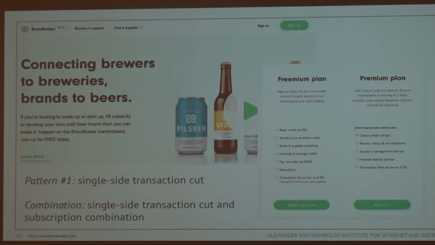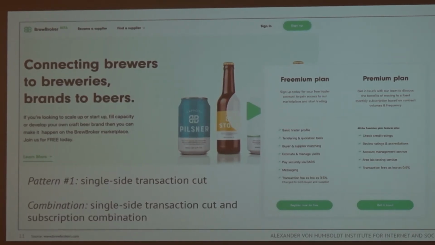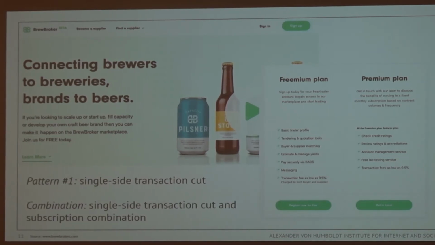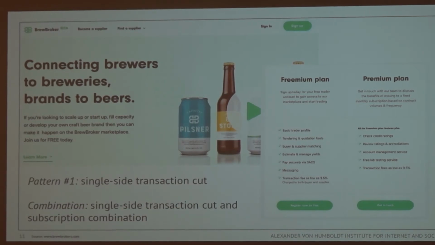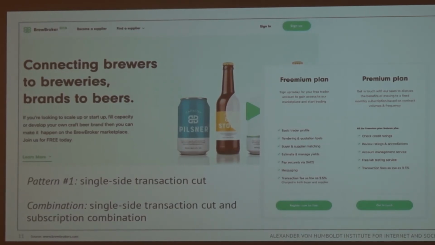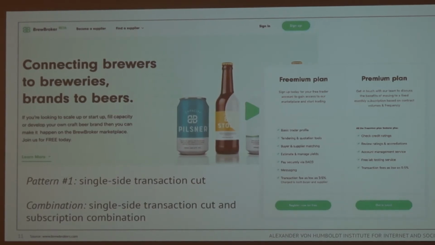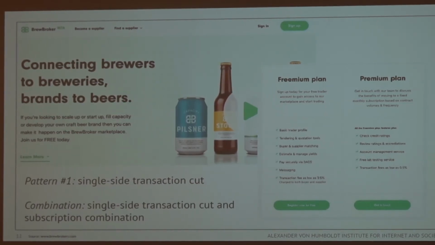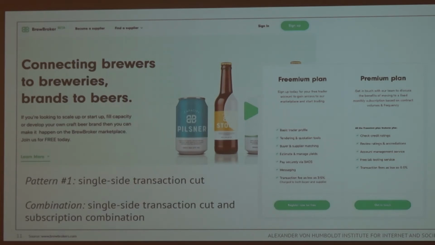Here, for example, is a company that's connecting brewers to breweries and brands to beers. Simply said, there are people who have a brand or an idea for a beer on the one side, and on the other side, there are breweries or companies which are able to brew beer, and the platform Brew Broker brings those two together. For that, they use a single-side transaction cut to capture some value out of the transaction between these two parties. Here they get the value from the demanding actor, the company who actually wants the capacity to produce beer.